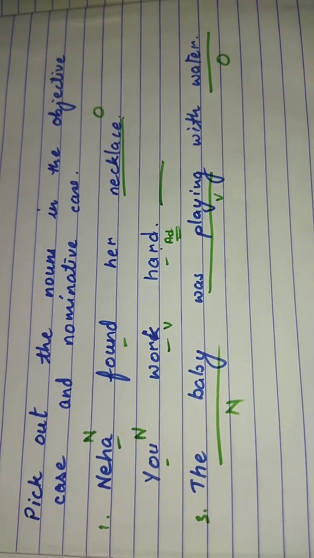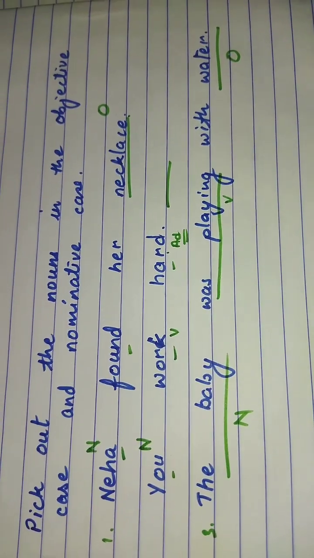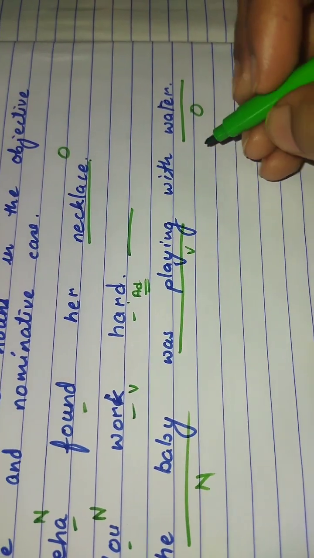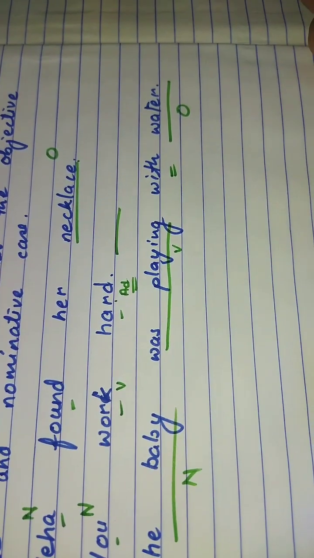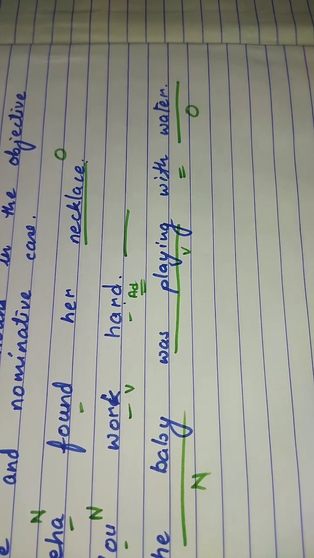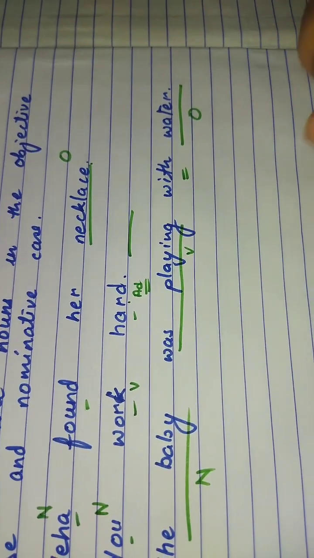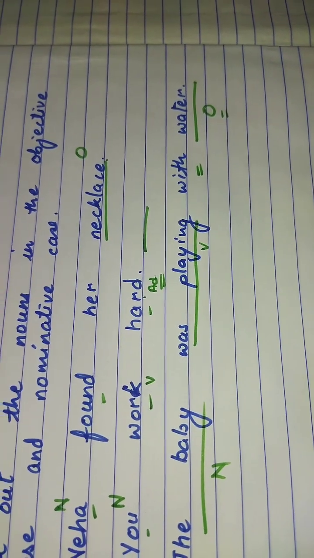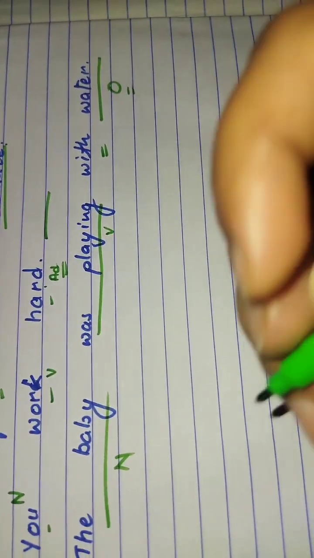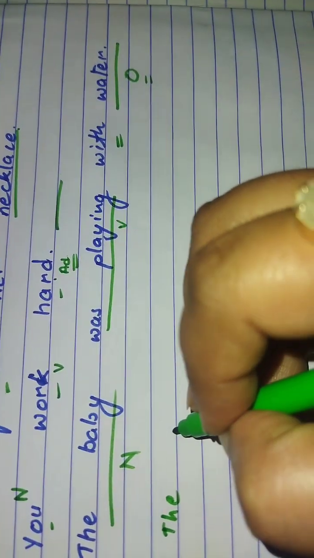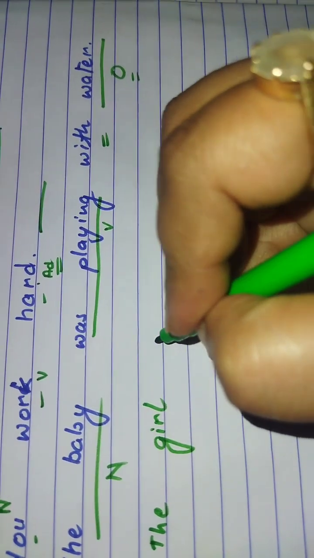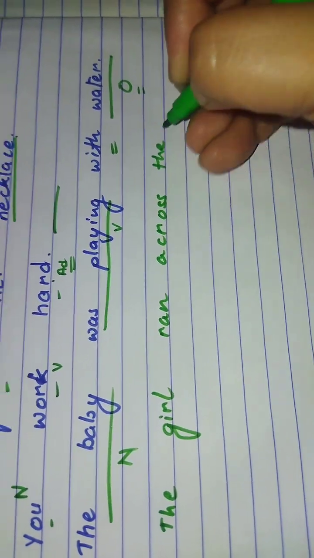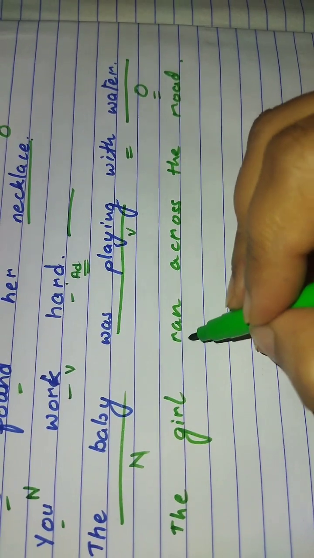Now there are certain points that we need to understand. Like in this sentence, the baby was playing with water, with is the preposition here. So any noun or pronoun which is followed by a preposition is also in the objective case. I'll give you one more example. For example, the girl ran across the road. Alright, so ran is the verb.